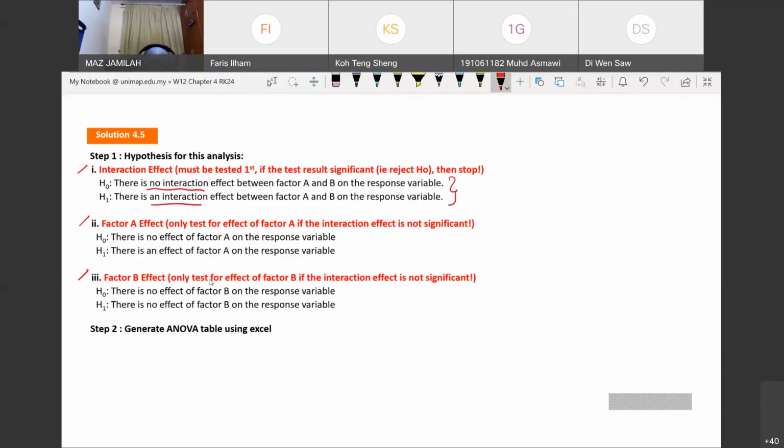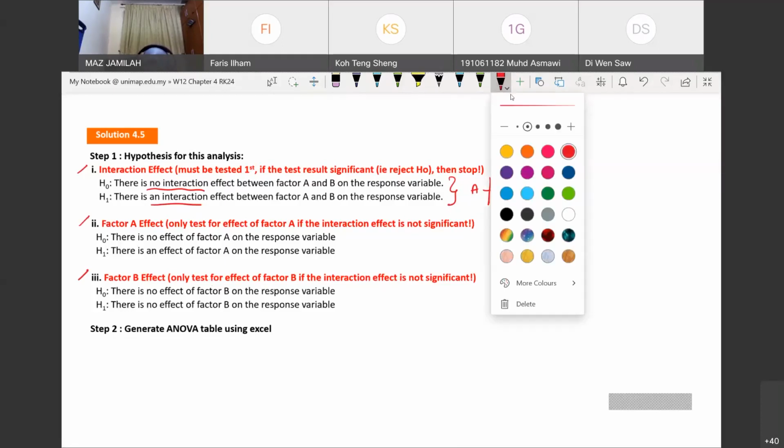Here we are talking about the interaction. We know that factor A has low and high, and factor B also has low and high. So now we are talking about the interaction between low-low, low-high, high-low, and high-high. We are talking about whether there is an interaction or not.